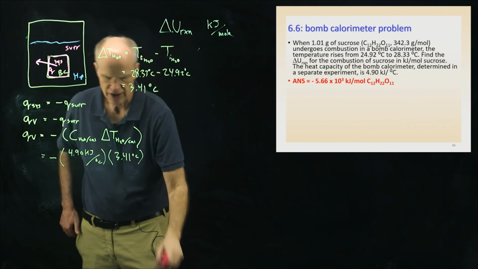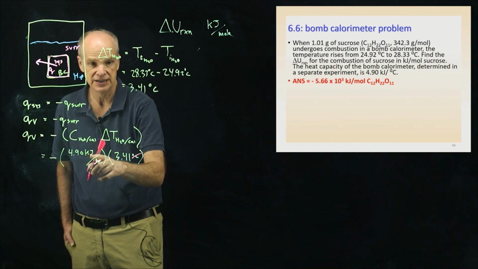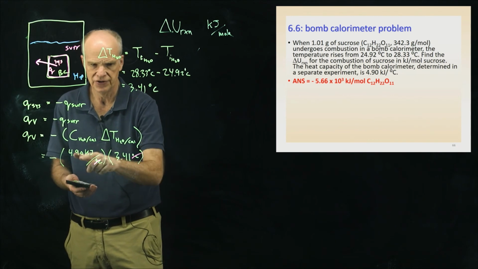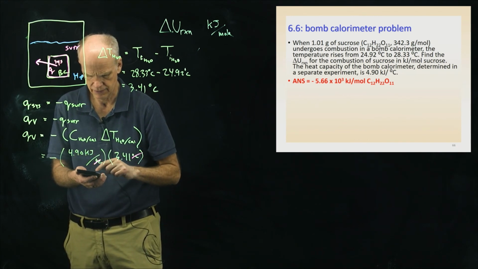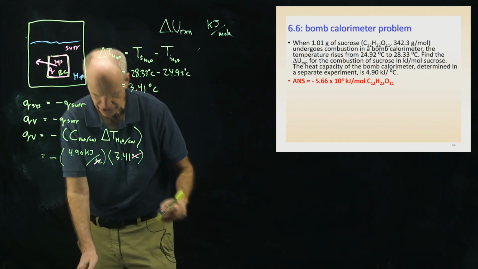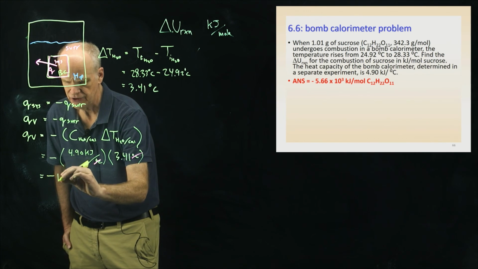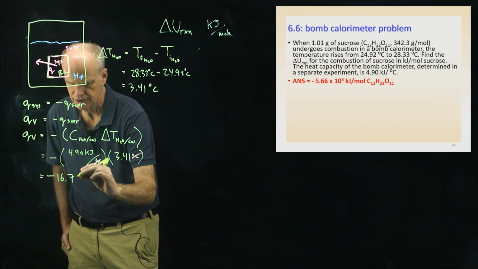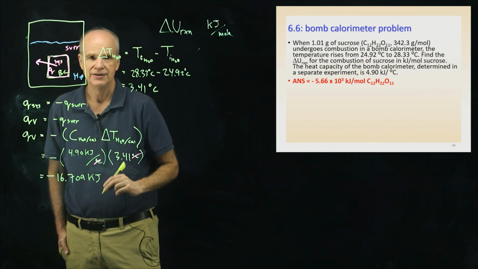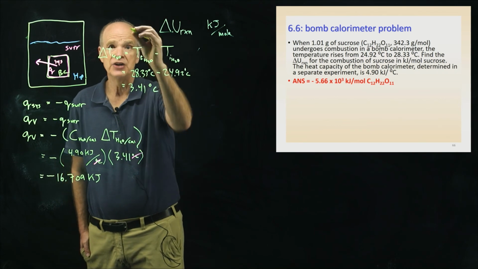One thing you can see is that the degrees Celsius will cancel out, and so it leaves kilojoules in your answer, which you carry in. So it's 3.41 times 4.90, and I get 16.709. We'll just use all those digits. So negative 16.709 kilojoules.